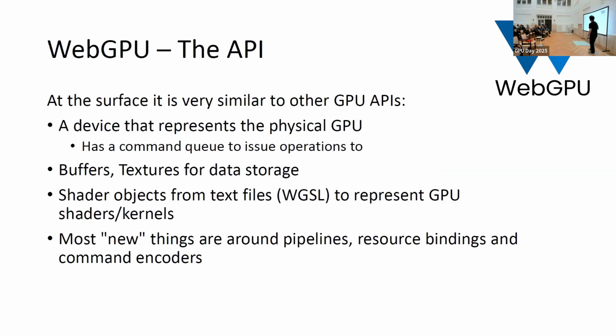Okay, so I talked a little bit about the motivation, but basically WebGPU is just another GPU API. It has the familiar building blocks. It's some API object that represents the physical GPU. It has a command queue where you can issue all the operations that you want to do. It has buffers, it has textures, it has shader objects that you create from the text file sources. These are representing your shaders or compute kernels. You write those in a shading language called WGSL.